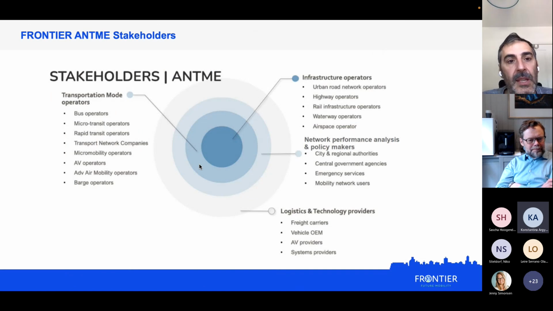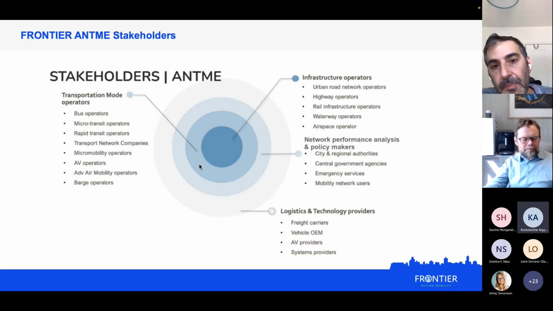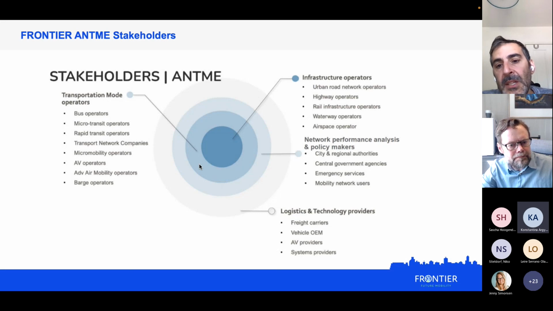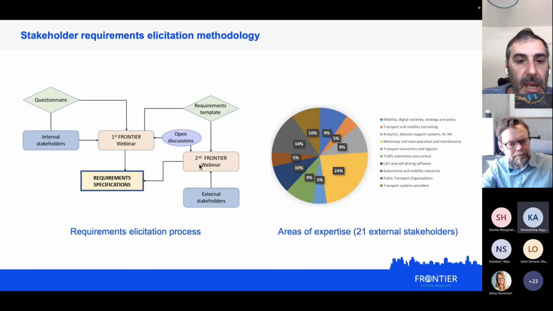So now I'm going to move on to the presentation about the stakeholders' requirements. We did a couple of workshops in the last few months to gather stakeholder requirements, looking at the different stakeholders, and we tried to group those into the infrastructure operators, which are the principal operators responsible for the network management. Then we have the transport mode operators. We have a layer higher up, the network performance and analysis, policymakers and decision makers, and then we have the business side from the logistics and technology providers. So we try to capture the different stakeholder requirements for all these different groups.